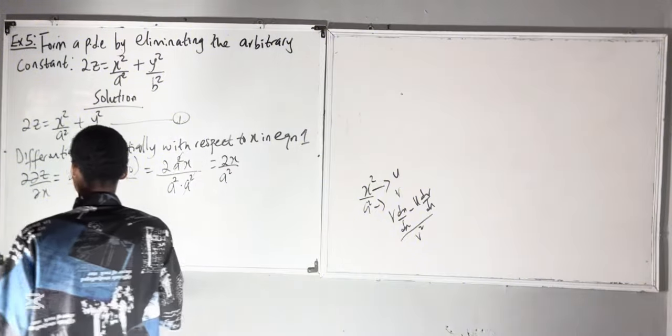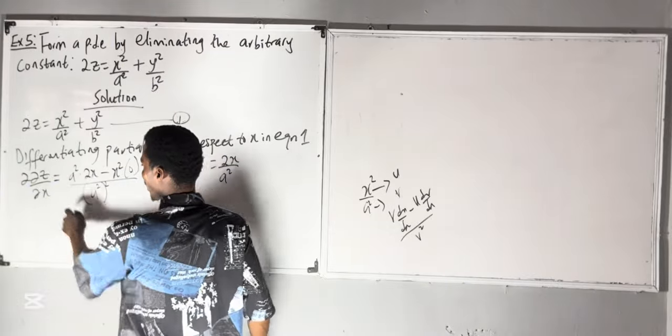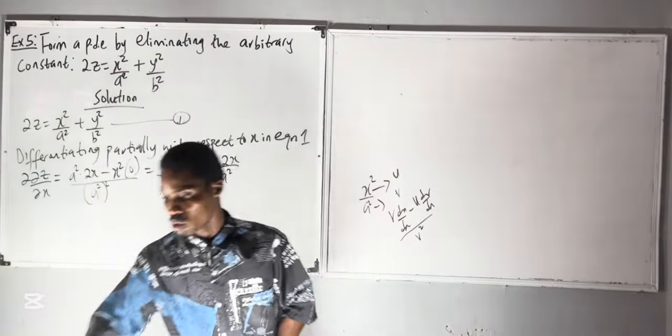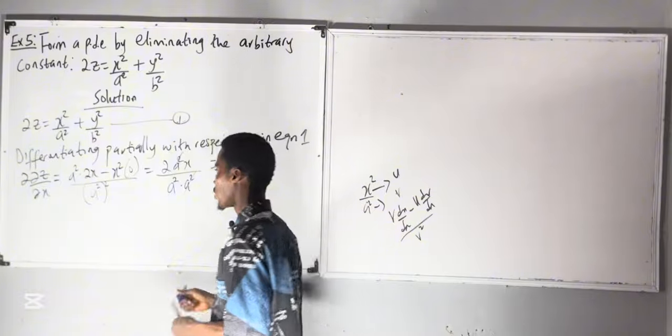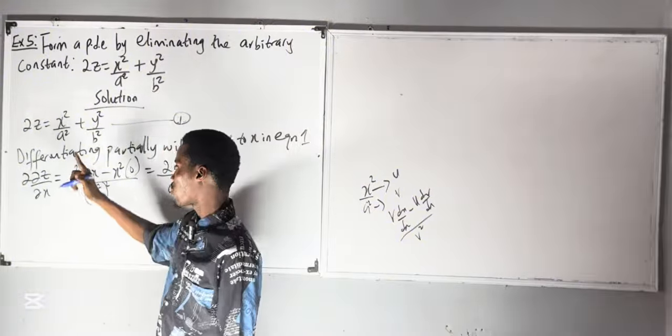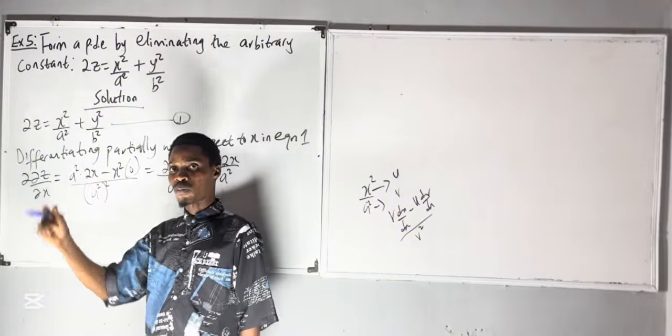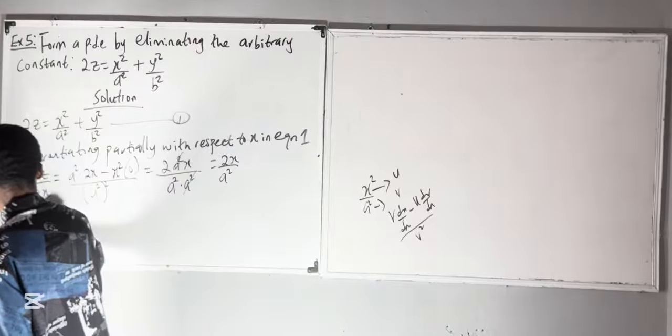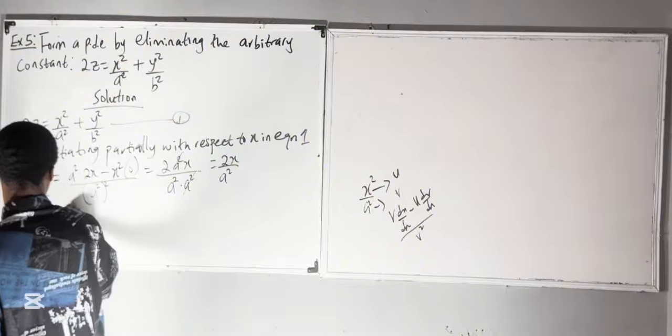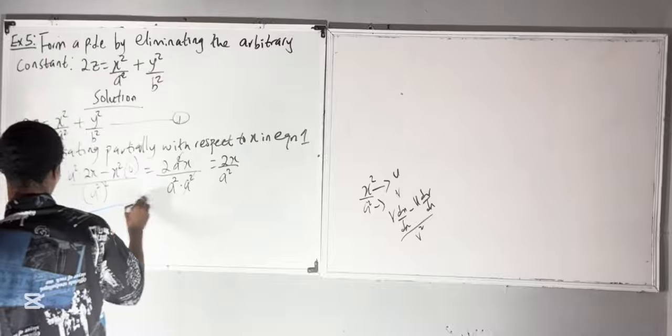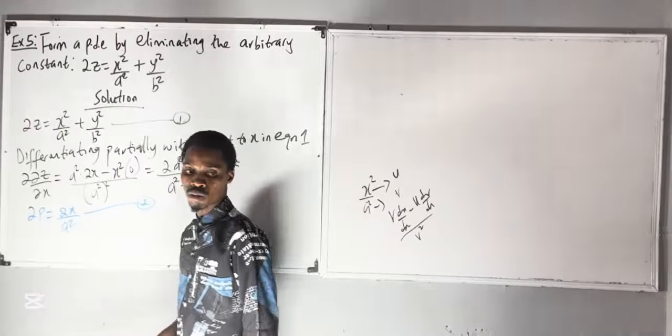So it means 2 times the partial of z with respect to x is going to give me 2x all over a square. Remember our notation: whenever we have the partial of z with respect to x, it implies p. So I'm going to have 2p is equal to 2x all over a square. I can label this one equation 2.